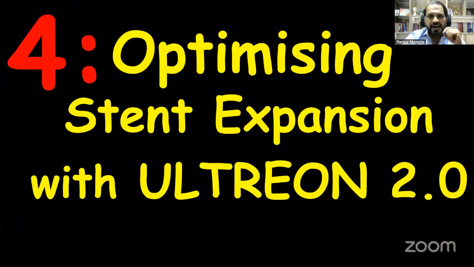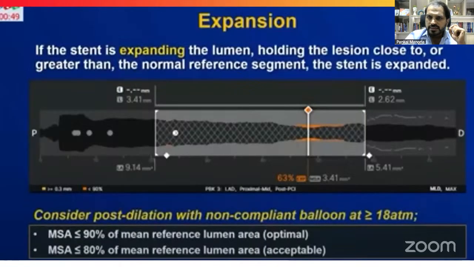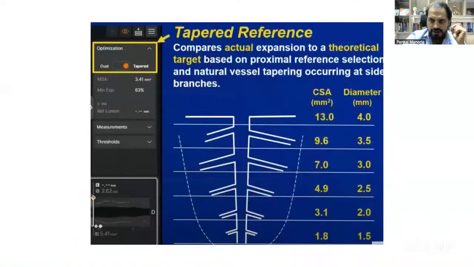Now, fourth is stent expansion. This is the main thing we desire in any imaging modality. And for Ultreon 2.0, assessing stent expansion is very easy. We need to understand that there are two methods for assessing stent expansion. One is the tapered method and the other is the dual method.